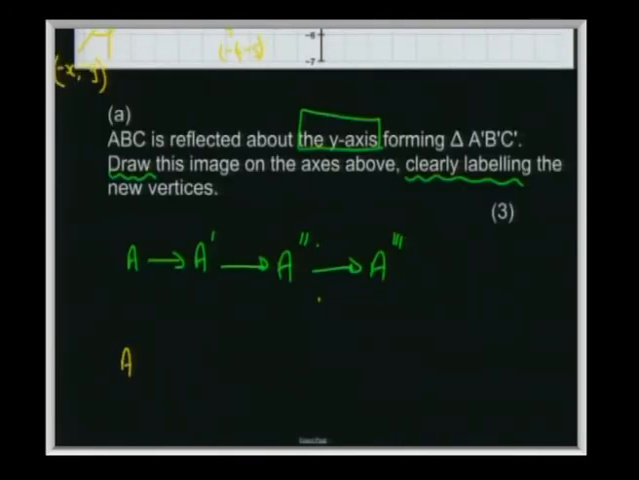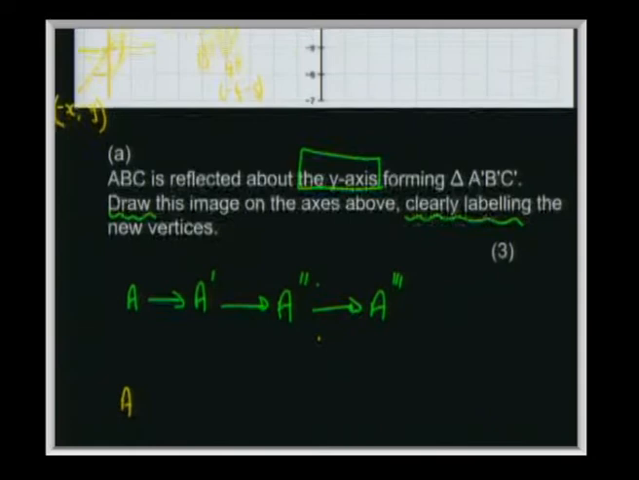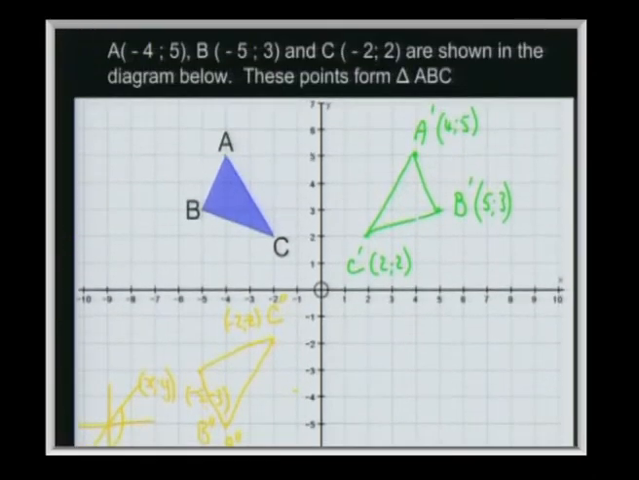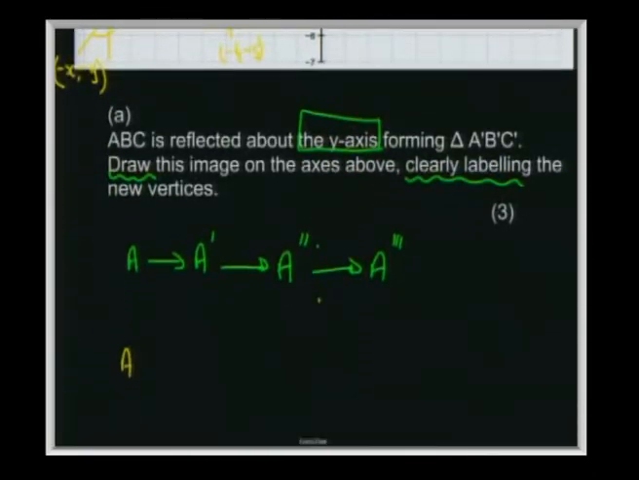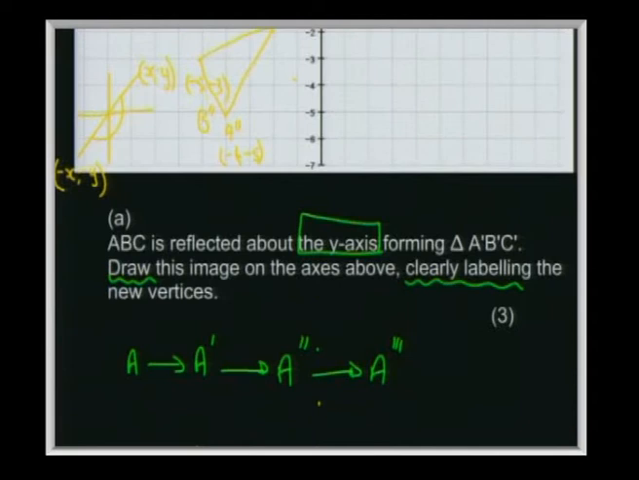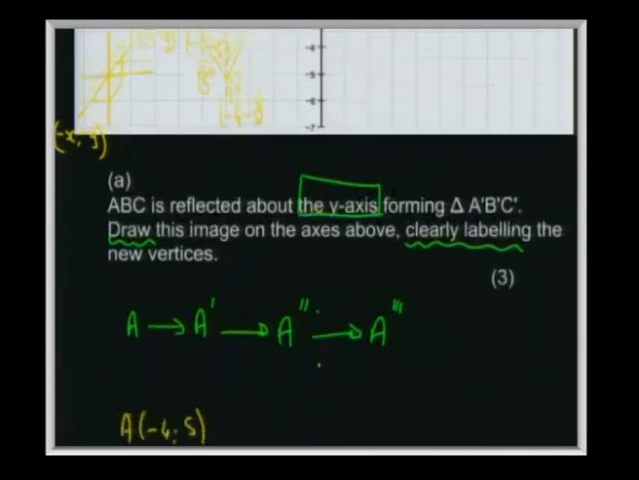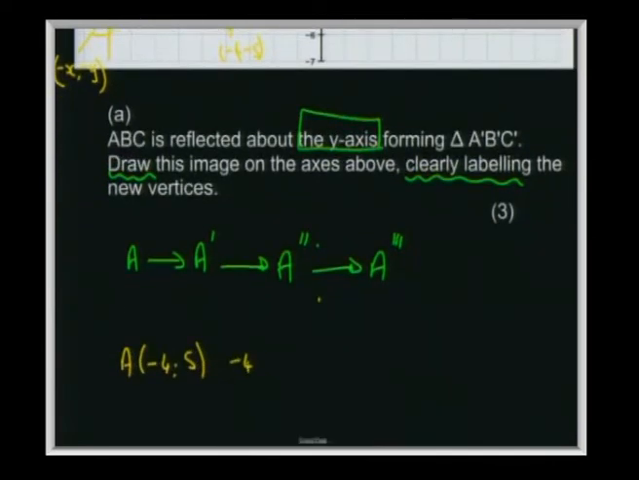I know that the point A, let's just go back and double check, the point A was -4, 5. And what actually happened to the point A? It became -4, -5.